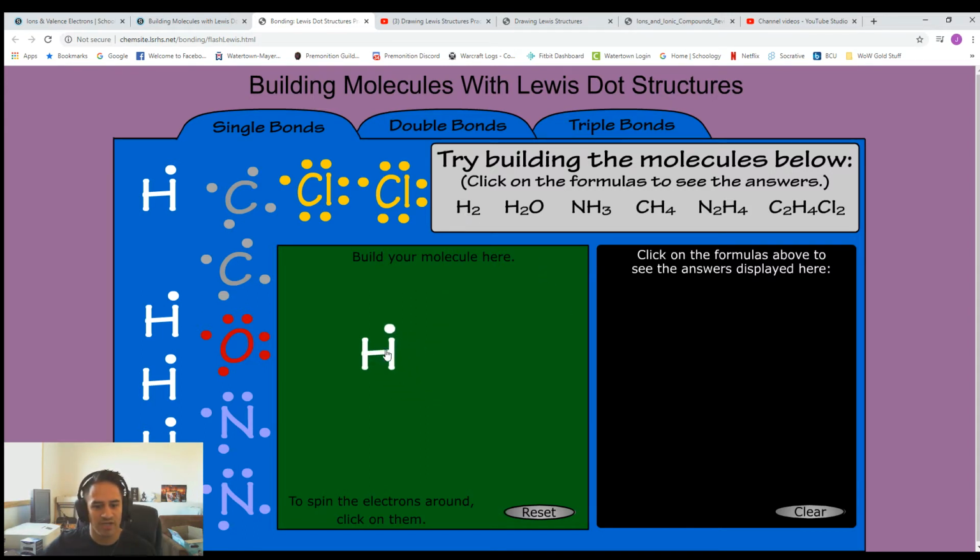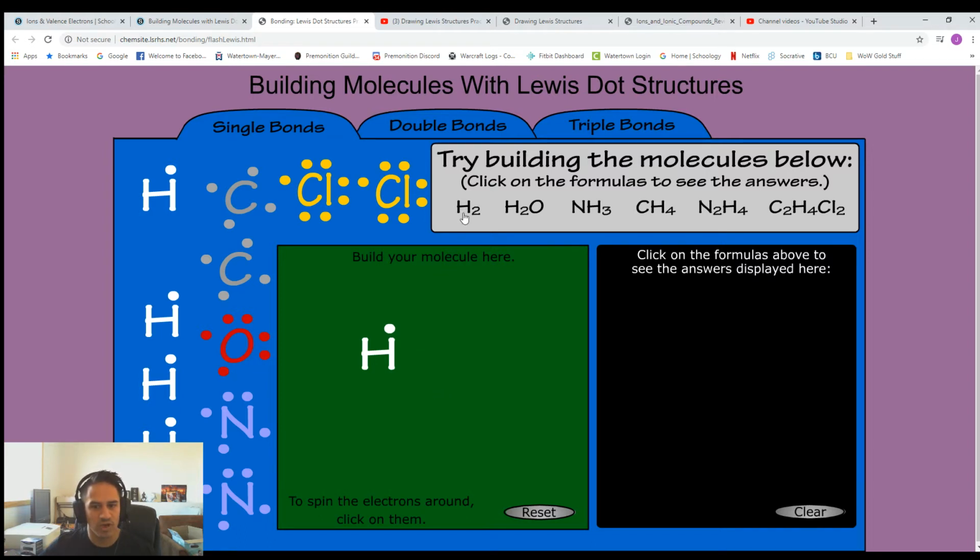I believe it says to spin the electrons around, click on them. So like if I wanted to move this electron to a different location, I can click on it. Now with this simulation, it doesn't really give you the correct answer. Once you've got it, it'll tell you if it's right, but you can build it and then you can check to see if you're right. And then if you're not, you can see where you messed up.